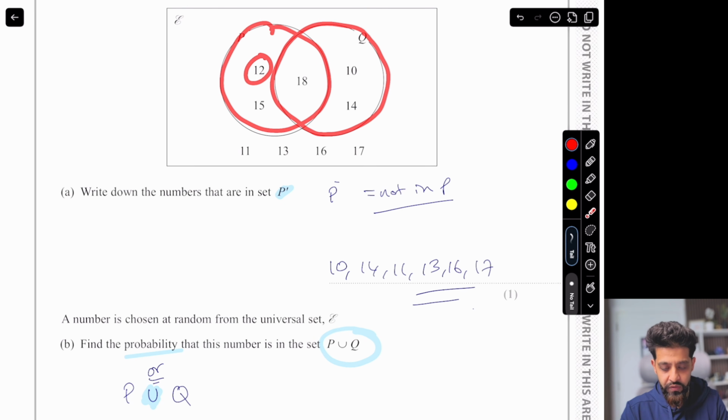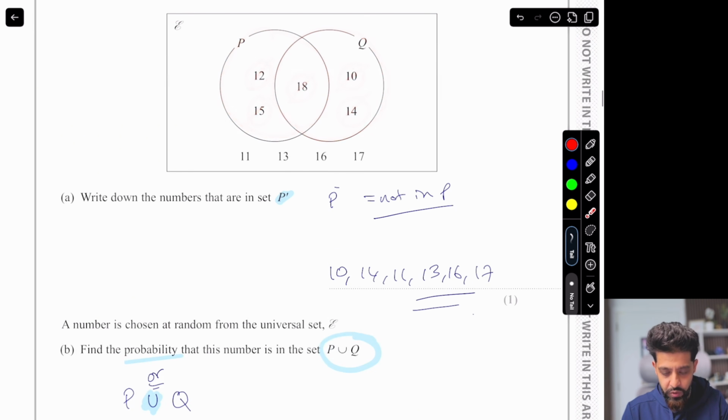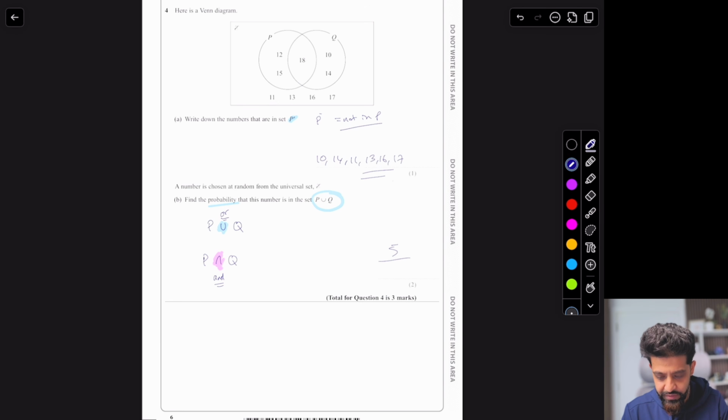We have 12, 15, 18, 10, and 14. Now, this is a probability. How many numbers are in P or Q? 1, 2, 3, 4, 5 out of the total number of numbers, which is 5, there's 6, 7, 8, 9. So 5 out of 9. 5 numbers are in P or Q out of the total, which is 9 numbers.